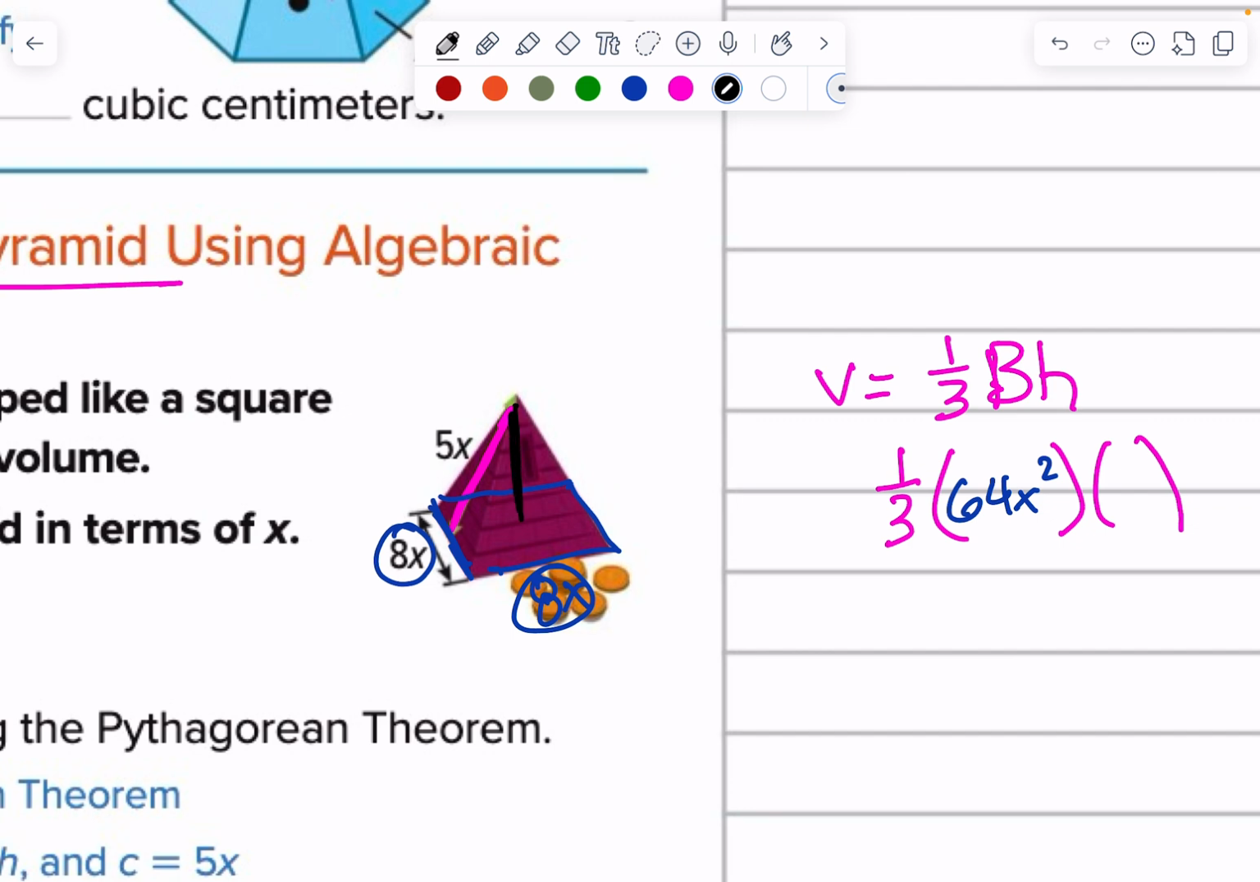Now I have to find the height, and this is the kicker right here. The height is this height. But if I look at this as a triangle, don't get intimidated by this. I was just a little confused just now, but it's not going to be that bad. This slant height is 5x. This base right here is not 8x, that's 4x. So then what's this height? It's 3x. It's just a 3, 4, 5. So the height is 3x.